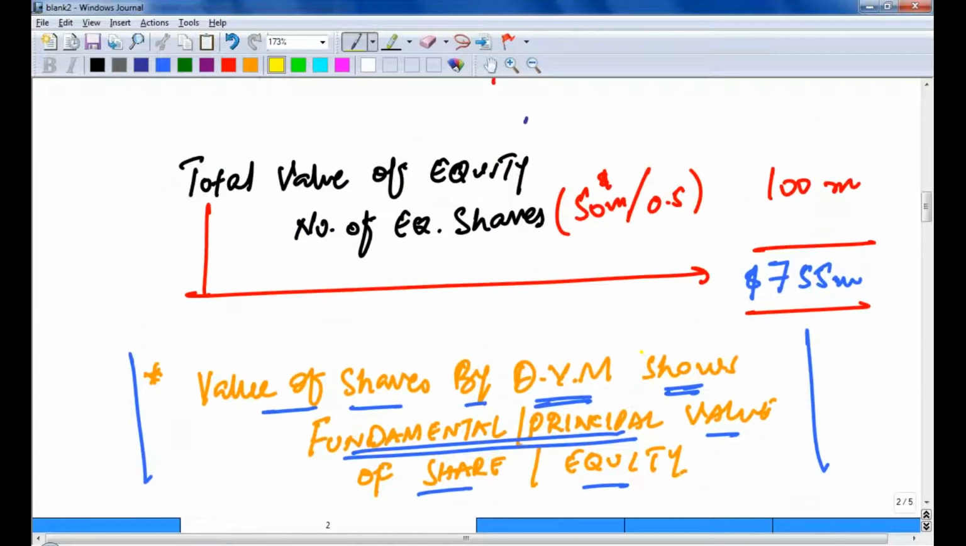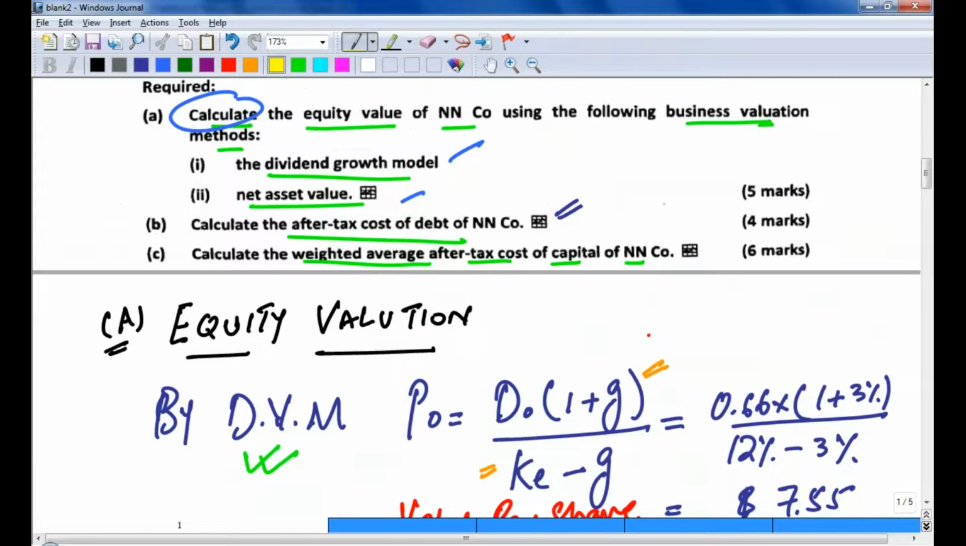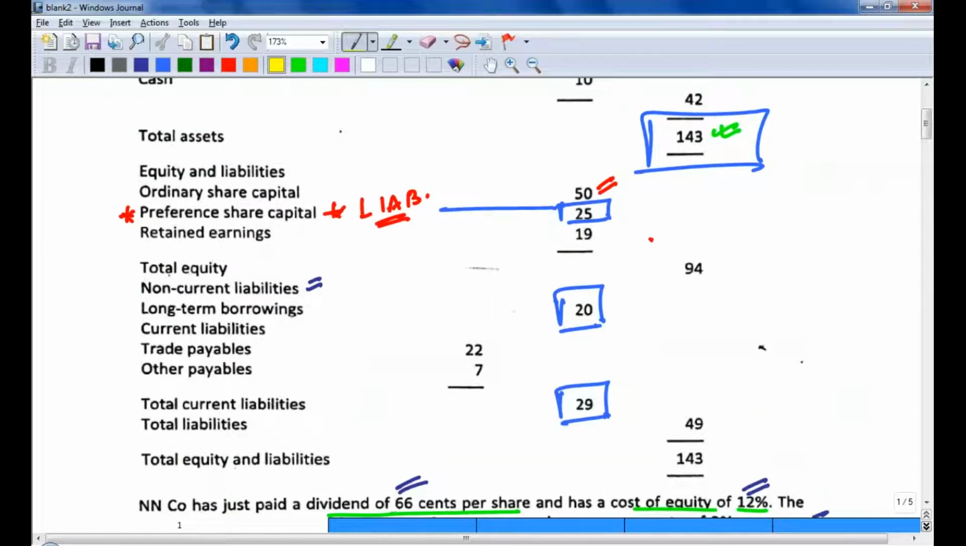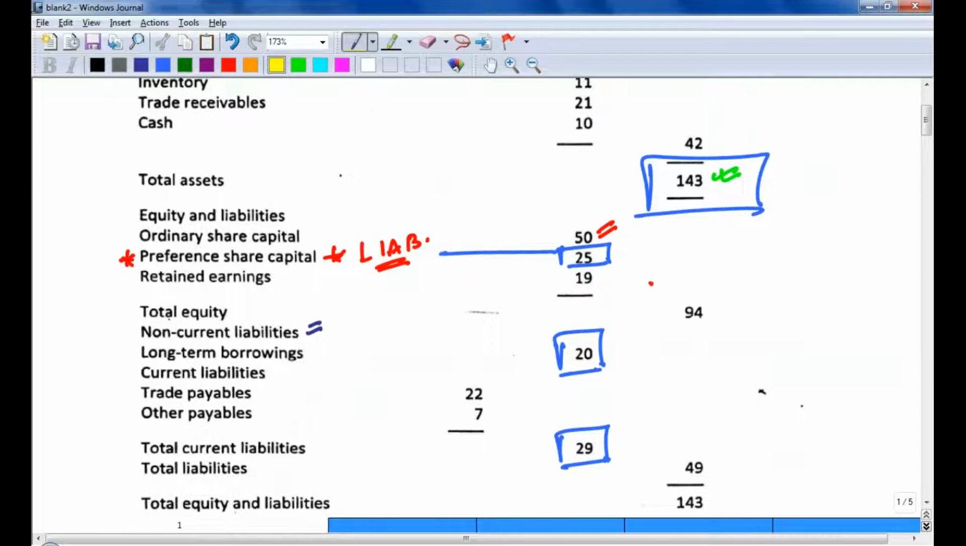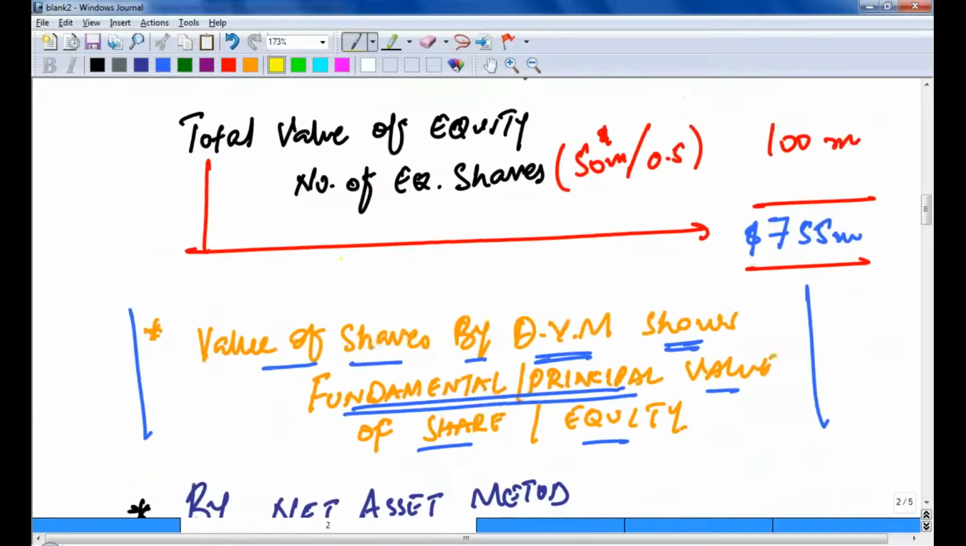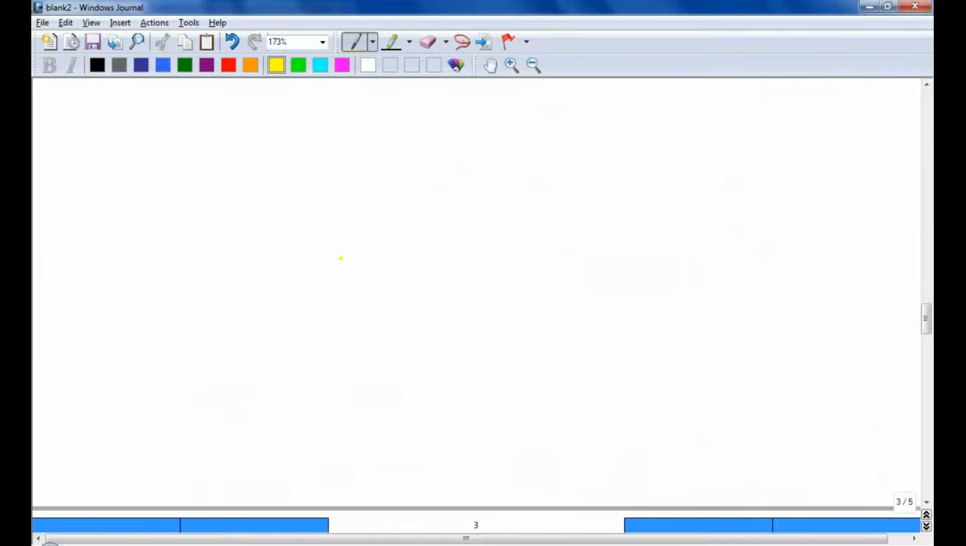And what about the C part? The C part is related to WACC. Candidates, as I already told you in my previous lecture, whenever you attempt to calculate the WACC, first of all identify how many financiers are in the question. There are 3 financiers here: equity capital, preference shares and long-term borrowings, bonds. Simple working for the WACC. No complications. Very simple.